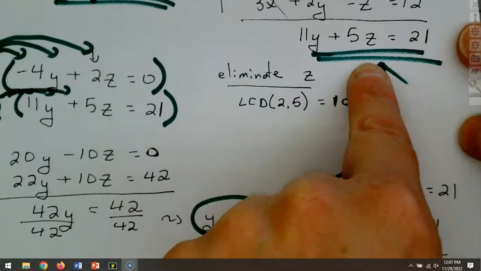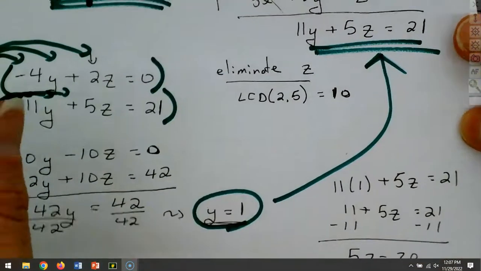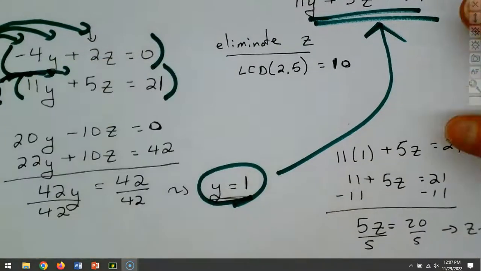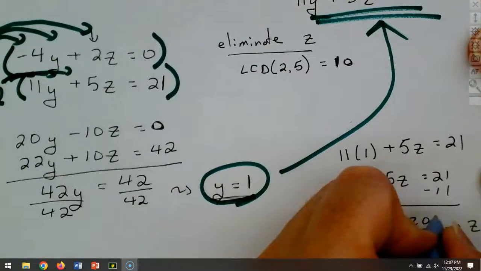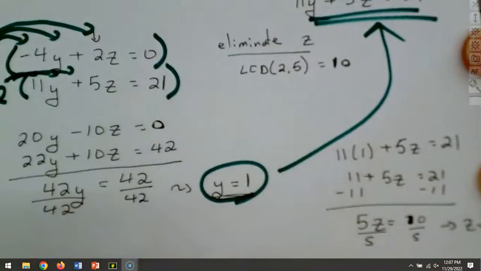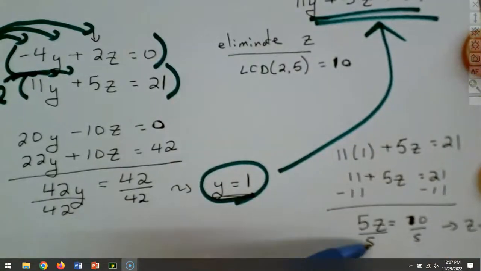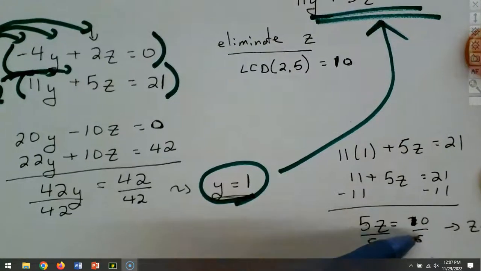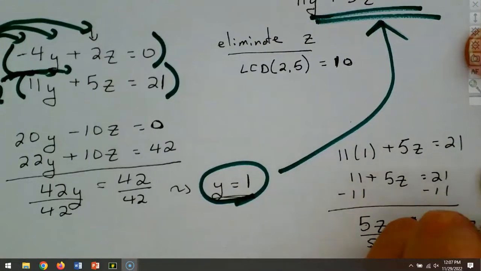And let's make sure we didn't make a mistake with our numbers when we subtract it. Yep, you're right. 21 minus 11 should be a 10. Yep, sorry about that. I was trying to figure out where the mistake was. And then those divide out, that gives you z. 10 divided by 5, that makes it a what? 2.